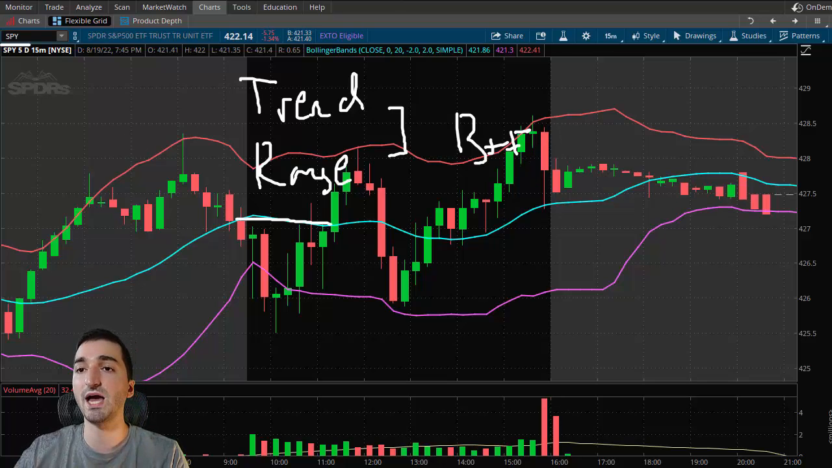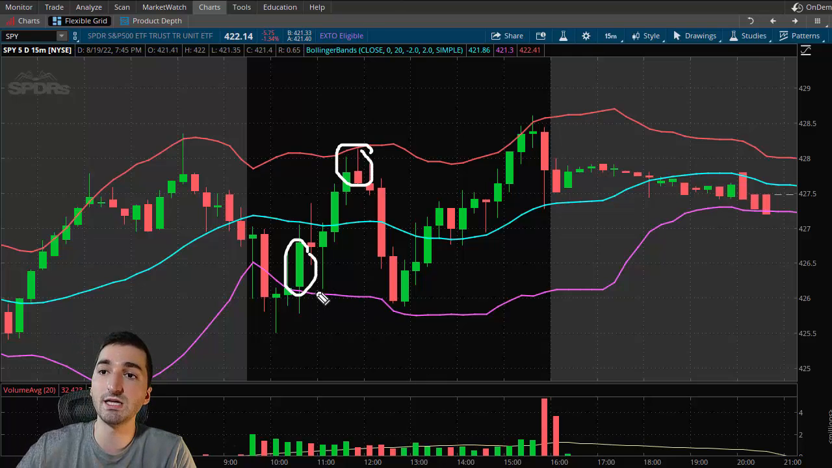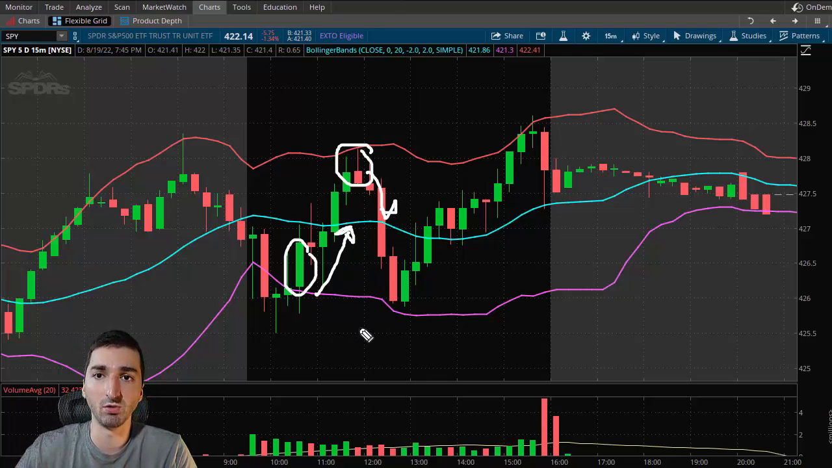Okay, now the back and forth strategy is as simple as it sounds. You just wait for it to pull off the lower, or if this was an inverse chart, pull off the upper. Okay, so right here, and then you play the move back to the mid Bollinger Band.